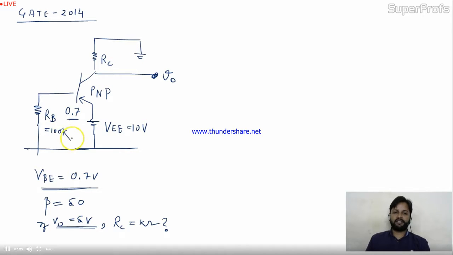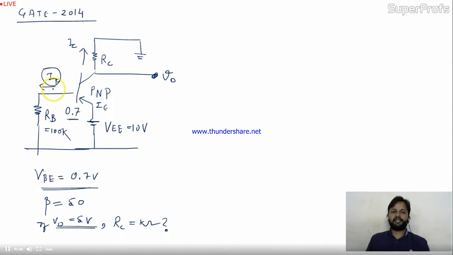Okay, so how to proceed? See, this is the input mesh. In this input mesh, this is the IB over here. If the current is coming like this, IE is incoming and IB and IC will be outgoing. Is it okay to you? So, can I apply KVL over here in the input mesh?